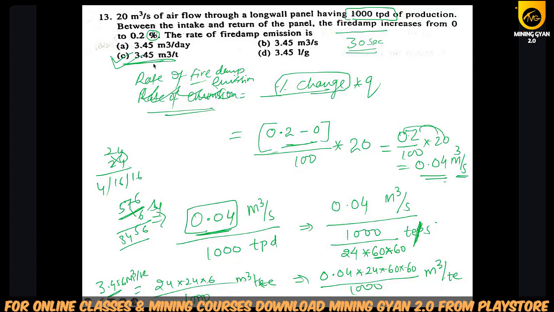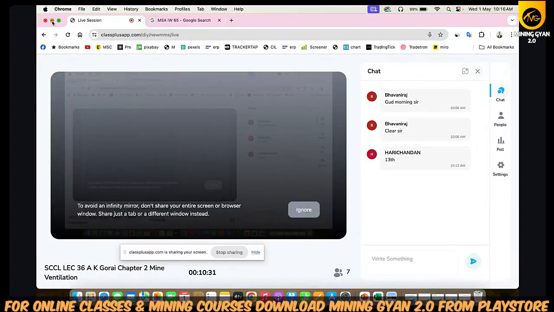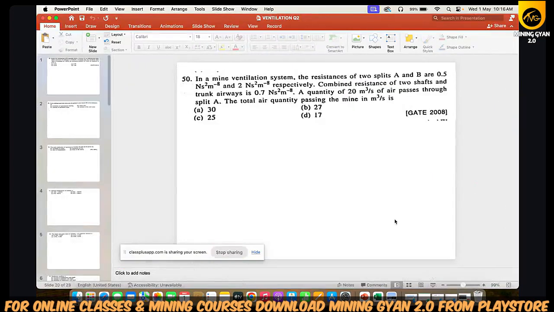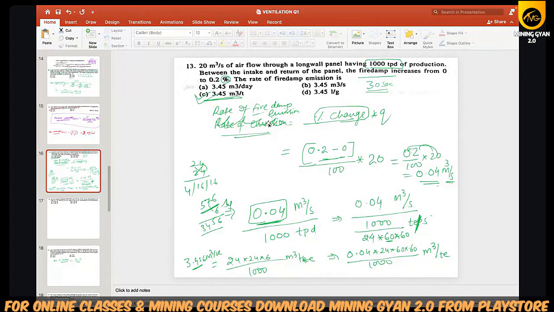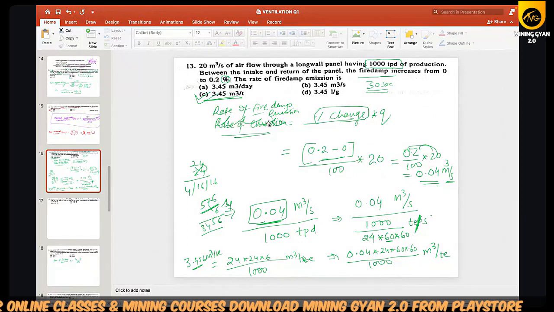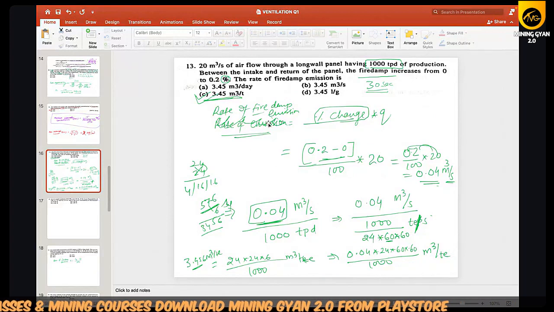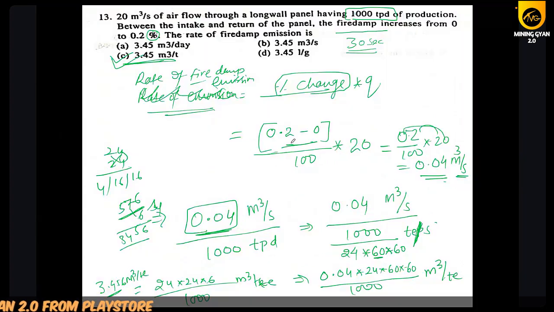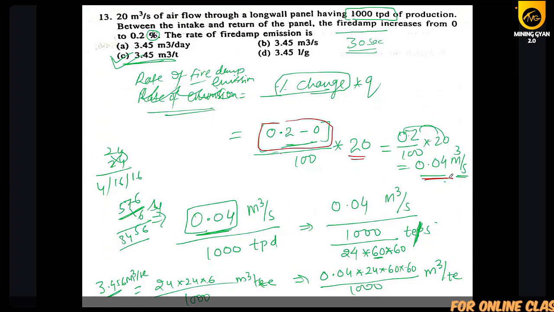Please comment if you have any doubt. What we have done in this question is find the rate of fire damp emission. That means percentage change multiplied with the quantity of airflow. How will you find the percentage change? Initially it was 0, then it became 0.2%. So how much is the change? 0.2 minus 0, that is the percentage change, divided by 100 multiplied by 20. So you got 0.04 meter cube per second.